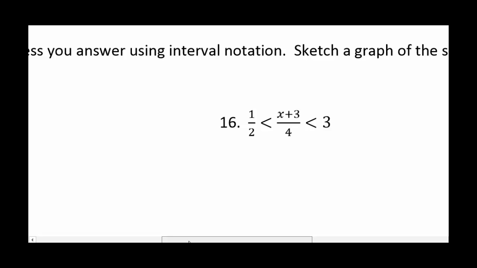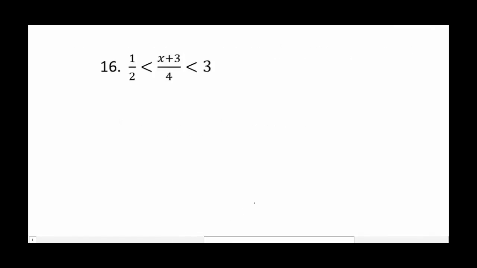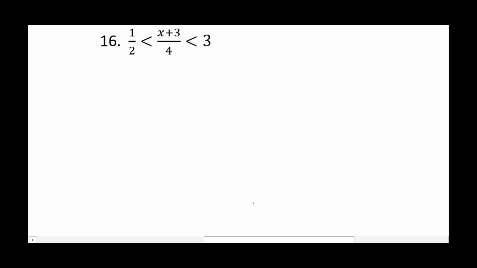Okay, number 16, we have a 3-part inequality. So the idea here is whatever I do to one side, I have to do to all 3 of them. Now I see I've got some fractions that I need to clear up here. So I need to find a number that I can multiply a half by and a fourth by to get rid of the fraction. What's the smallest number that both 2 and 4 go into? That would be 4. So if I multiply every single side by 4, that would completely eliminate the need to have a fraction.